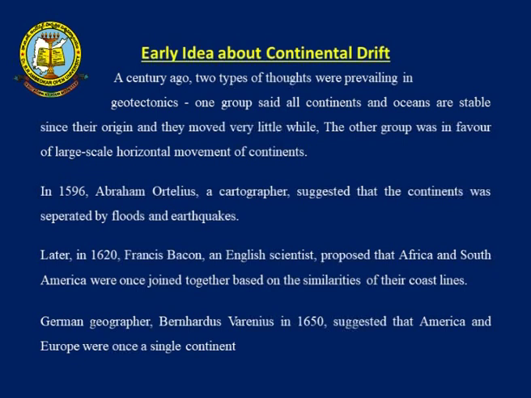In 1596, Abraham Ortelius, a cartographer, suggested that the continents were separated by floods and earthquakes. Later in 1620, Francis Bacon, an English scientist, proposed that Africa and South America were once joined together based on the similarities of their coastlines. A German geographer, Berhandus, in 1650 suggested that America and Europe were once a single continent. So, they were able to find out these continents were somehow attached together.